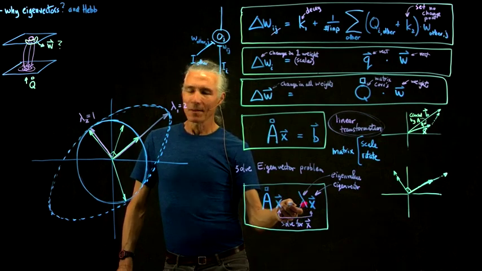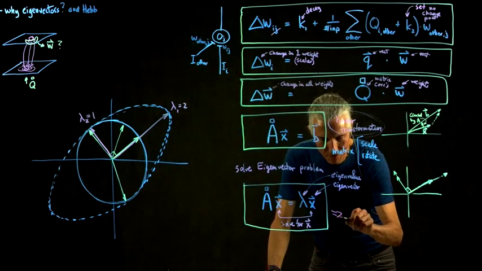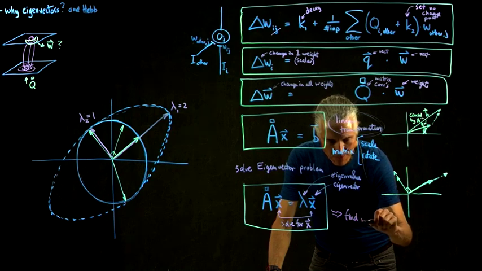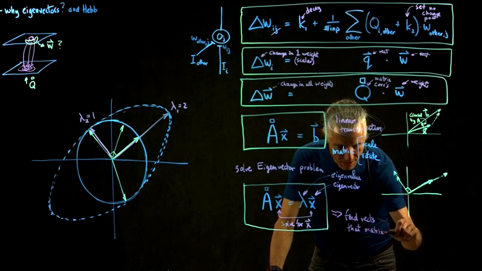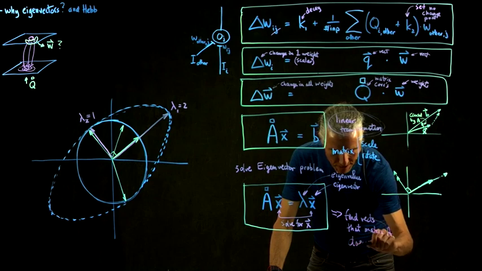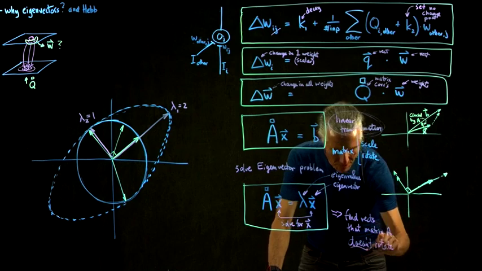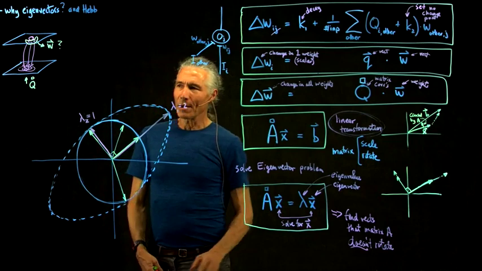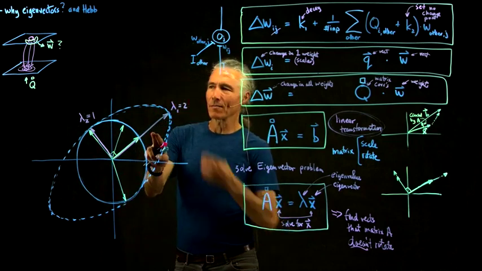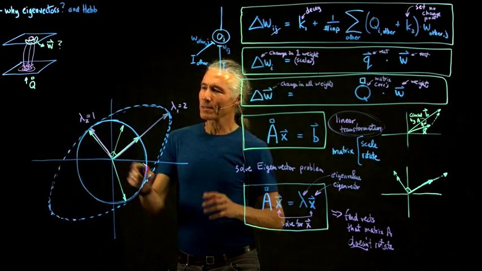So another way of saying it is: find vectors that matrix A doesn't rotate. That's another way of saying it. Okay, but now here's the important point. So this was just the definition of the eigenvector, and you say, okay, well, you just defined it and drew it here. Big whoop. What's the point?